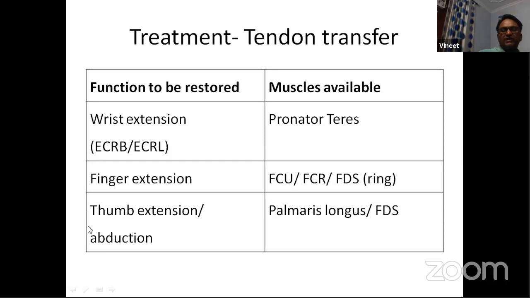Another consistent transfer is thumb extension and abduction by palmaris longus, which is attached to the rerouted EPL. By rerouting the EPL from the dorsum to the radial aspect of the thumb, we are able to achieve some amount of radial abduction also. So most of the transfers that we'll read about will have these two components as consistent, and this would be the variation.